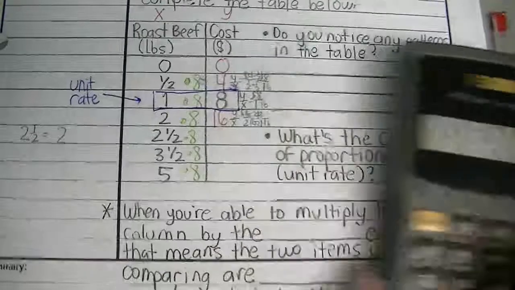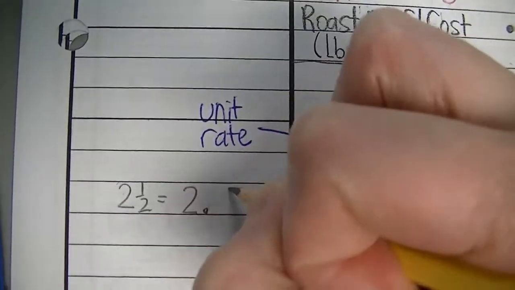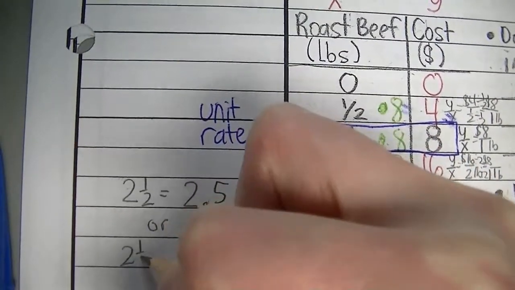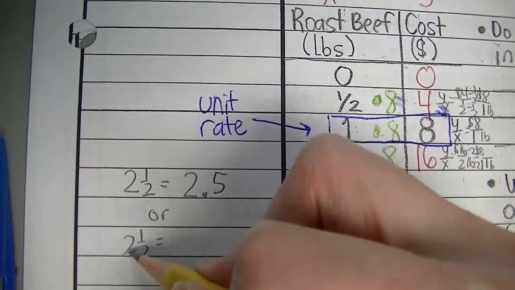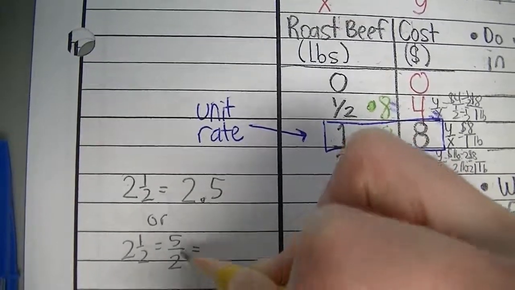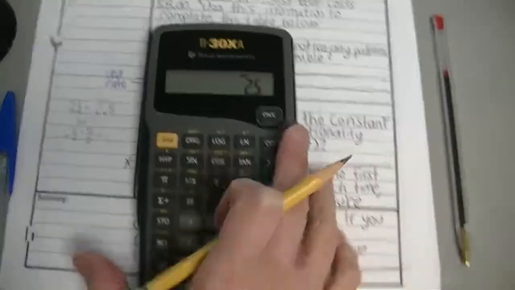Okay, so it says 0.5, but there's already a 2 there representing this whole number, so it's 2.5, 2 and 5 tenths. Or another way you can do it is by turning your mixed number into an improper fraction by going 2 times 2, which is 4. 4 plus 1 is 5. Keep the same denominator, 5 halves, so 5 divided by 2 is 2.5.